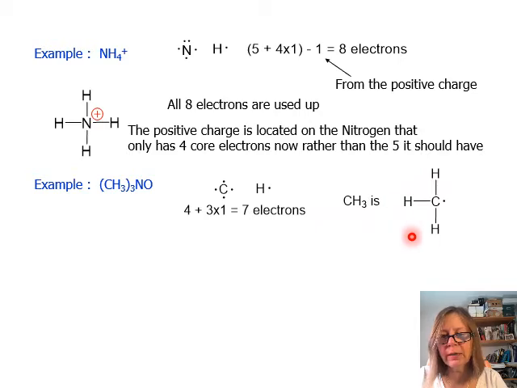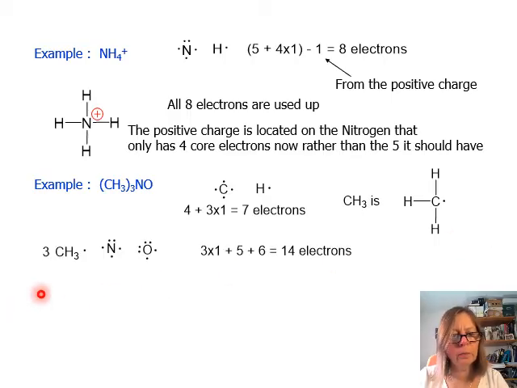So we draw our skeleton. A methyl group looks like that. Carbon in the middle, 3 hydrogens. That takes care of 6 electrons. We have 1 electron left. So that's a radical at this point. So we use that now to build our Lewis structure for the full molecule.